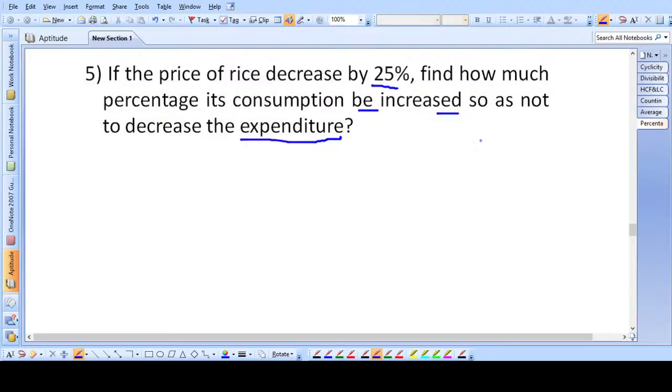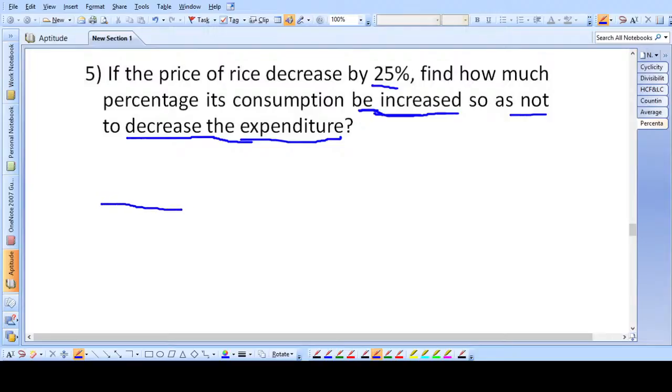This is the case in the government, like the government is saying that we will have a certain expenditure of this much crores on rice or something they will buy. So how much more they can buy if the price of rice decreases, something like that. Okay, something practical type of question. So the expenditure should not decrease, so we have to have an increase in consumption.